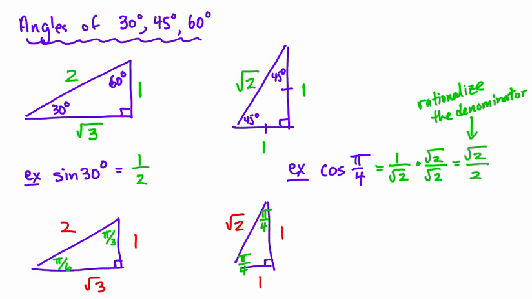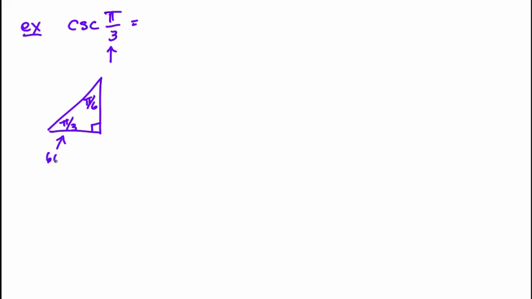Let's take a look at a couple more slightly tricky ones. Okay, this example is cosecant pi over 3, and pi over 3 gives you a clue that we are dealing with a special triangle, namely the one with pi over 3, which is 60 degrees, and pi over 6, 30 degrees, 90. So this is the 30, 60, 90. So this side is 1, this side is root 3, and the hypotenuse is 2.